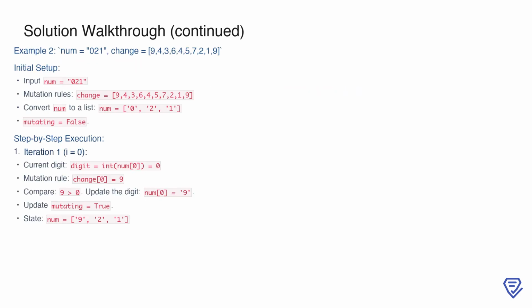Now, let's look at a different example where number is 021 and the mutation rules are provided in the change array. As before, we first convert number into a list of characters, resulting in 0, 2, 1.